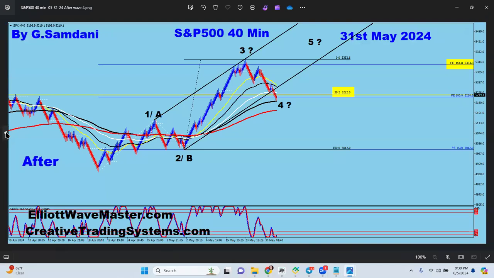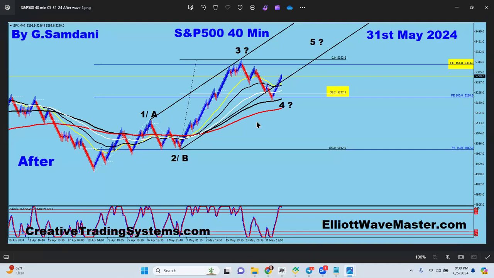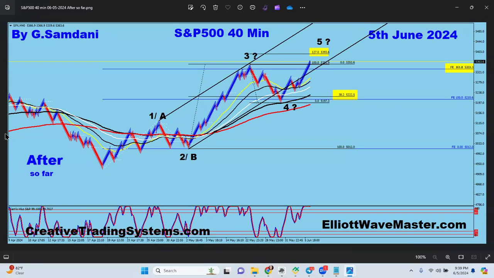And this is what happened on 31st May. Again, it started to bounce because wave 4 was finished. And this is the chart I recorded today, 5th June. This is where we are. For wave 5, my target is this 127% extension, 53.93. So a little bit more to go to the upside.